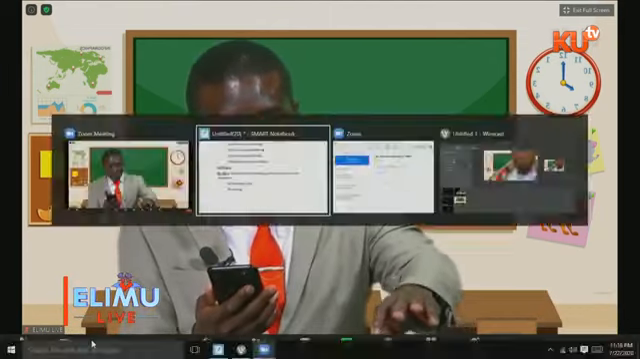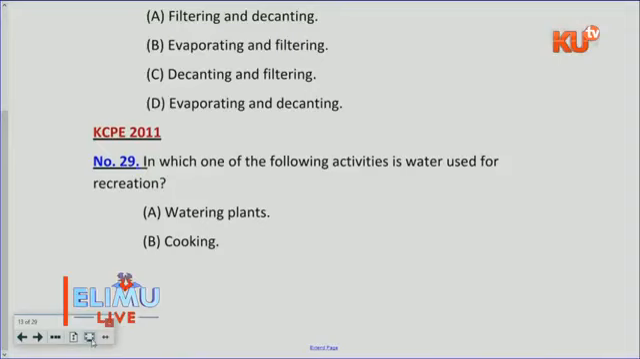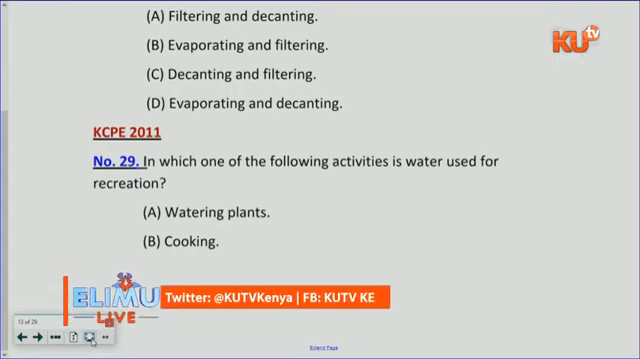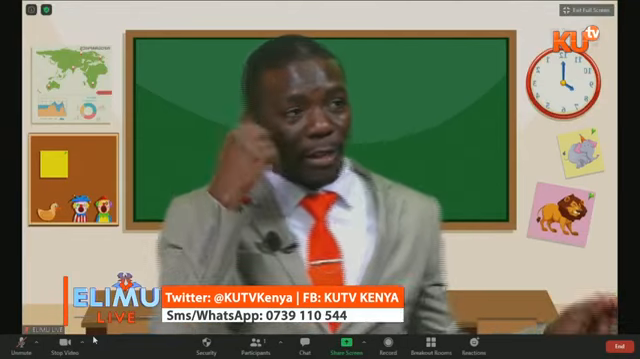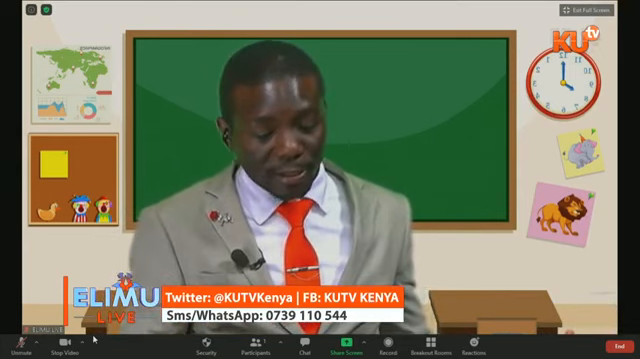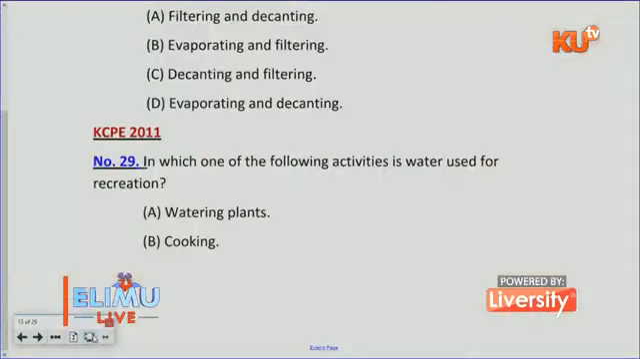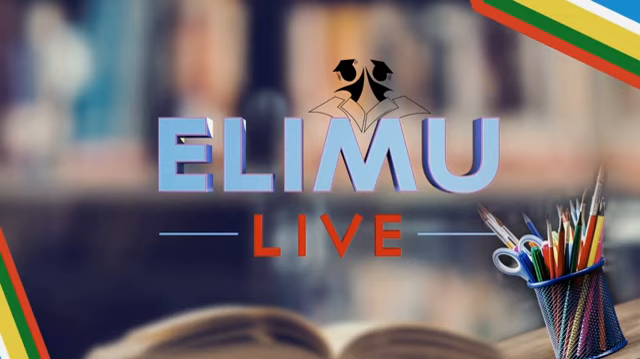Number two, somebody has asked, is hard water best for drinking because of its nutrients? It is Clarice from Mombasa. Yes, it is. In standard 8, you learned about soft water and hard water, and we learned that the best water for drinking is hard water because of the minerals. The best water for drinking is hard water because of the minerals it has.